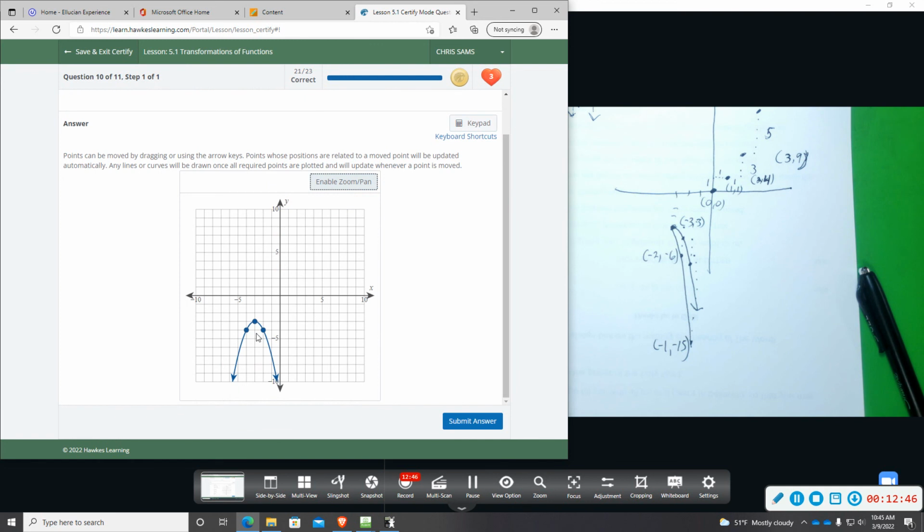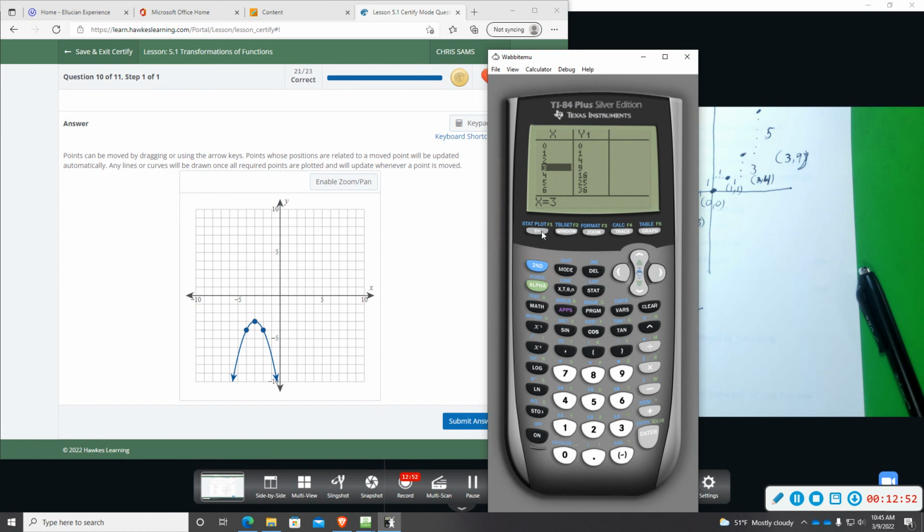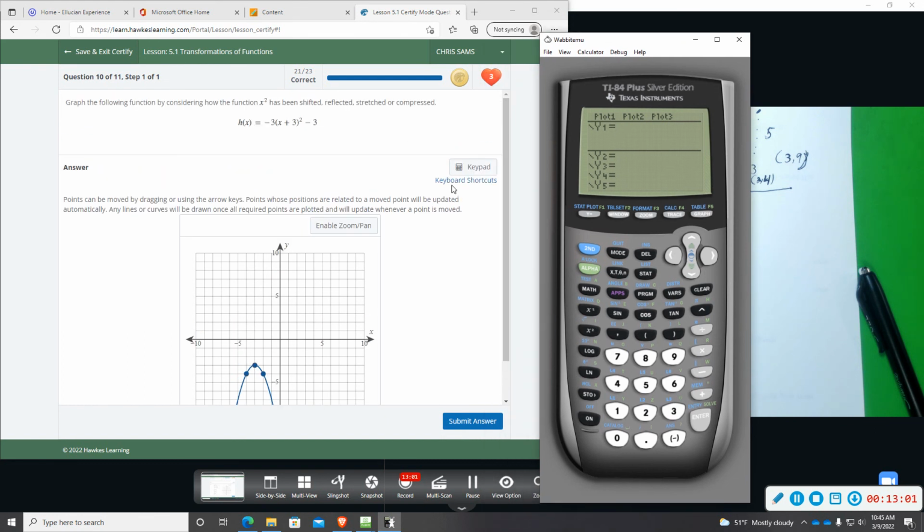And I'm going to just graph this right side. So I think if I move one of these points, the other one will go with it. So I'm going to go to y equals, and this is how you can check it and verify it. I'm going to clear this out. I'm going to insert the equation that we're working with. So that would be -3, open parentheses, x plus 3, close parentheses, squared, minus 3. All right, we're going to graph it.